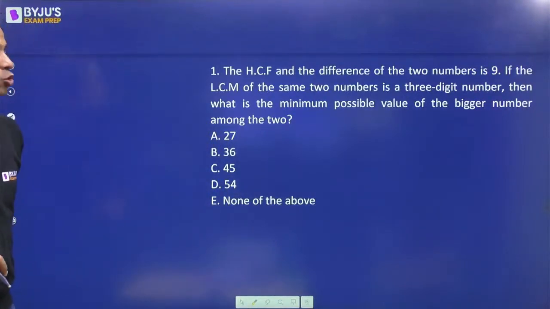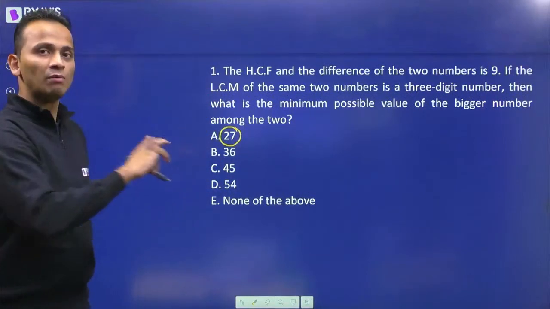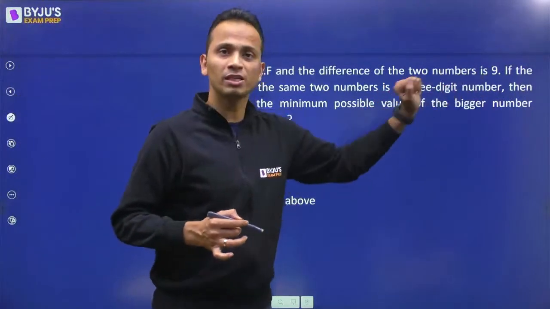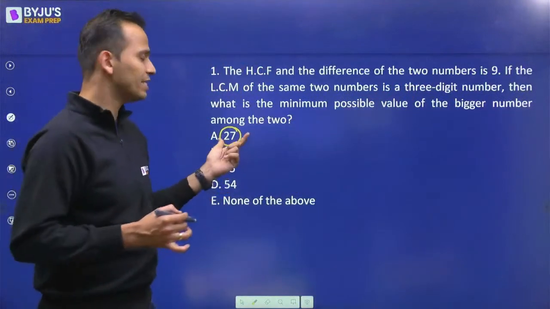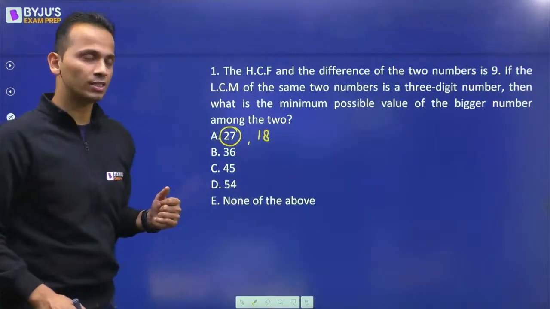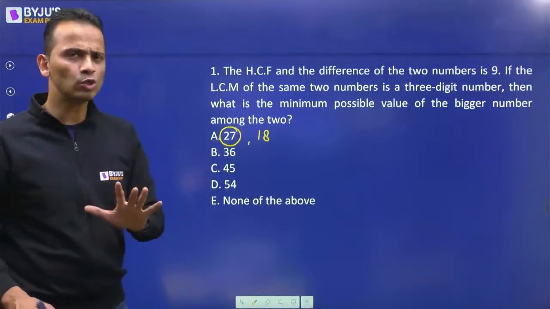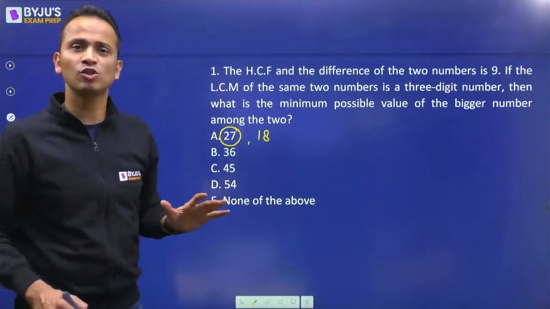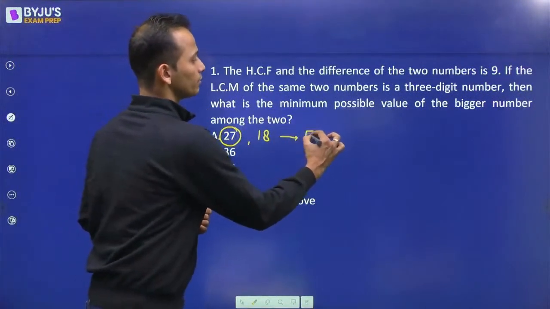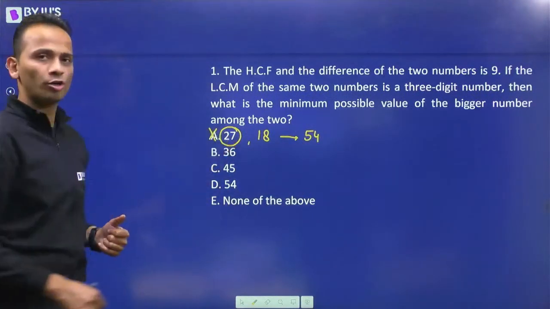Now the two numbers. I'll start by looking at the first option. If the bigger number among these two is 27, then the smaller number, since the difference between these two numbers is given as 9, will be 9 less than 27. So the smaller number will be equal to 18. Now 27 and 18, if I calculate their highest common factor, it is equal to 9. Absolutely fine, HCF is also given as 9. If I calculate their LCM, the LCM of these two numbers is 54, which is not a 3-digit number. So option A will not be the answer.